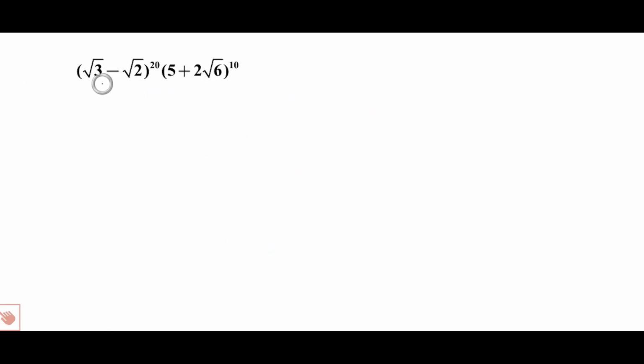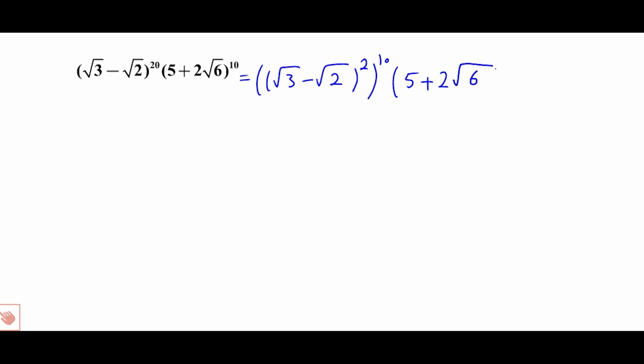This example is similar to the previous one. This time the exponents and the bases are different. So we rewrite it like this. This expression is equal to the square root of 3 minus the square root of 2 whole squared, whole to the power of 10, times 5 plus 2 times the square root of 6, whole to the power of 10.